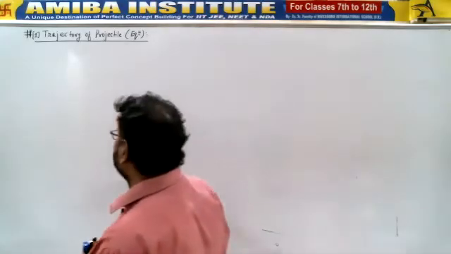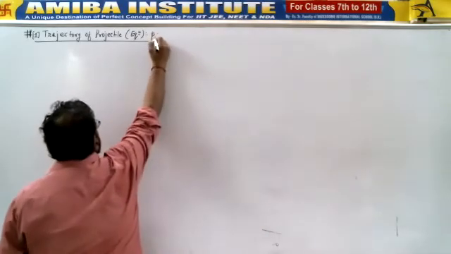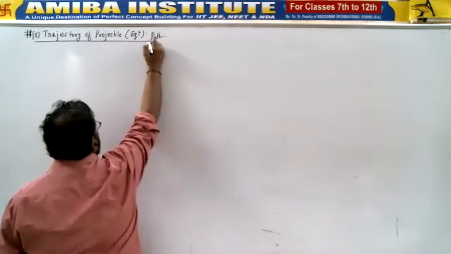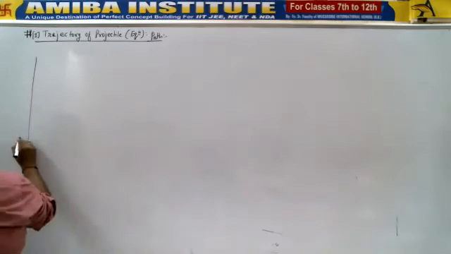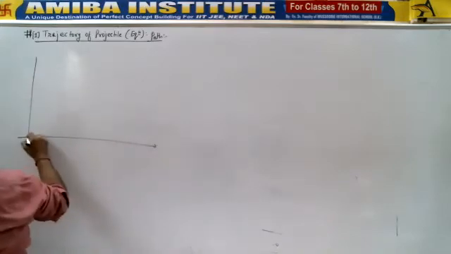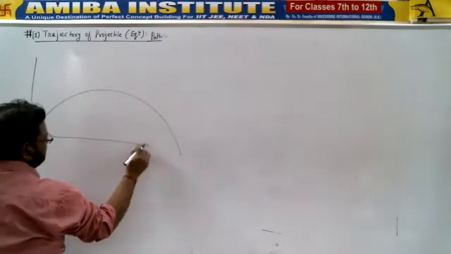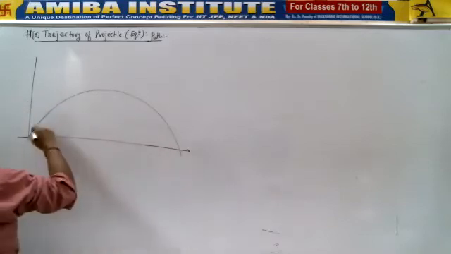Let's start the trajectory of projectile path. That means we need to derive the relation or equation: how is the projectile moving in a parabolic path? So देखिए यहाँ पर, let's suppose this is the projectile path.